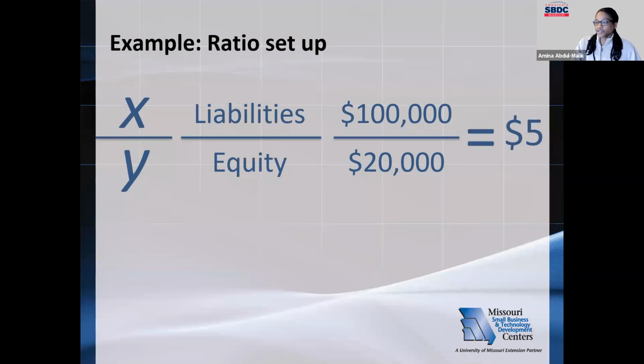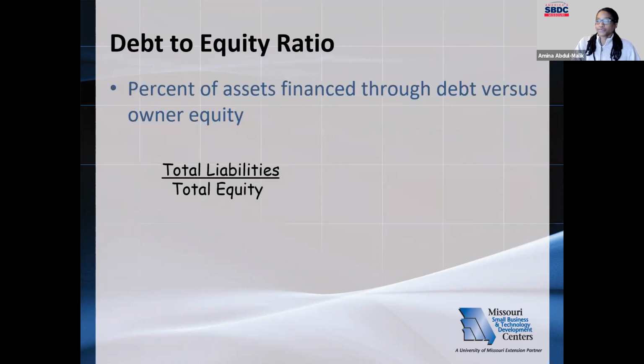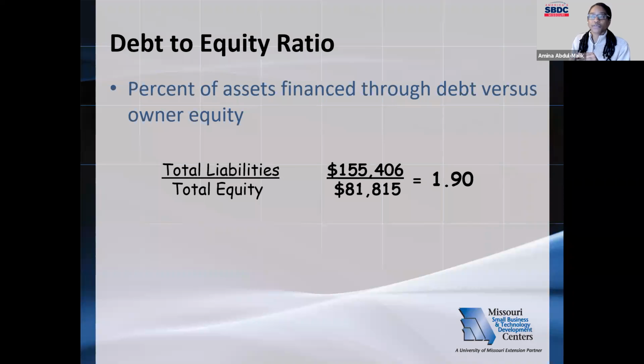This is an example of how a ratio is set up, but let's talk about what that ratio is. The first ratio you will use for your business is the debt to equity ratio. Simply put, the debt to equity ratio describes what percent of assets your company has financed through debt versus owner equity. I believe this is using the numbers from our Computer Solutions example. We don't have enough time to go through the full case study and do those calculations, but we know that Computer Solutions has total liabilities of $155,406. If we divide how much they owe by how much the owner has put in or is available for that company from the ownership, we get a number of 1.9.